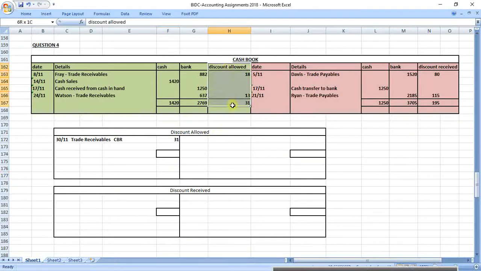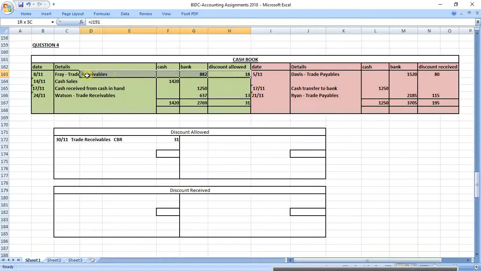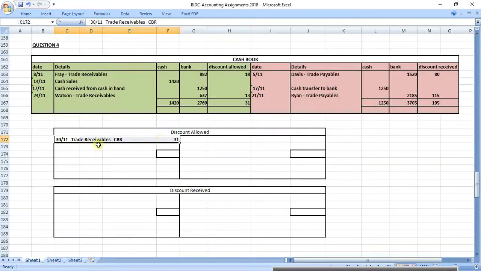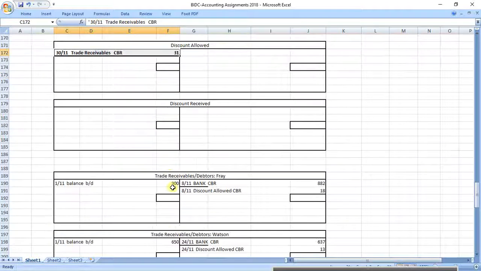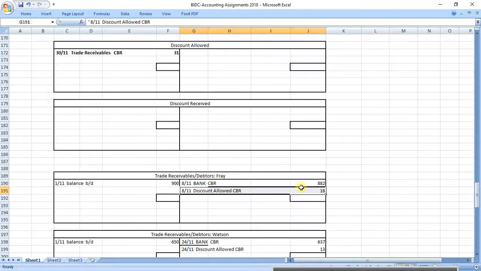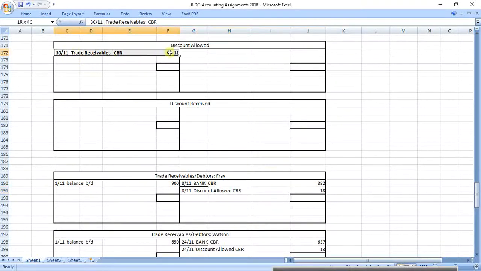Alright, because this is all the discount that we received. And when did we receive discounts? Well, when did we allow discounts, rather? It's when we received payments from debtors. Okay, so the contra account would have been the trade receivables, because, have a look, in trade receivables, there's the discounts. Yeah. Okay, so there's your debit, there's your credit. Right, so it makes sense.